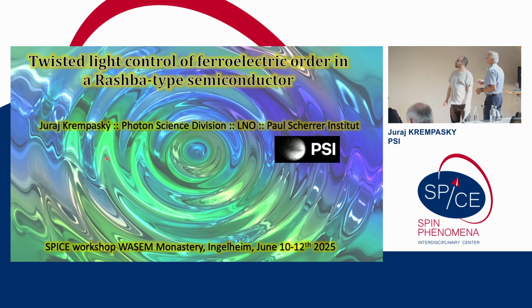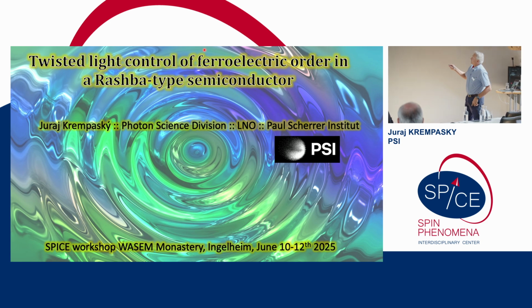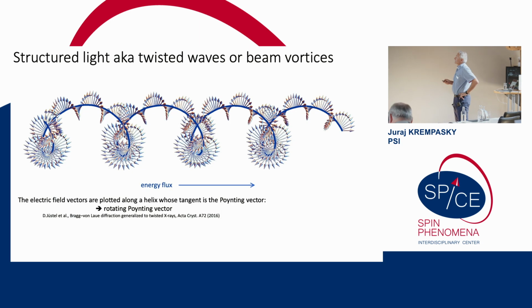Okay. Right. Okay, so this is going to be a talk about twisted light control in ferroelectric order in a Rashba-type semiconductor. And I'd like to emphasize I'm coming more from the experimental side. So I'm more of an experimentalist, and I always like to have a visual interpretation of the physics, what's going on. So structured light or twisted waves or beam vortices, I like to have this representation of a rotating Poynting vector with energy flux going in that direction.